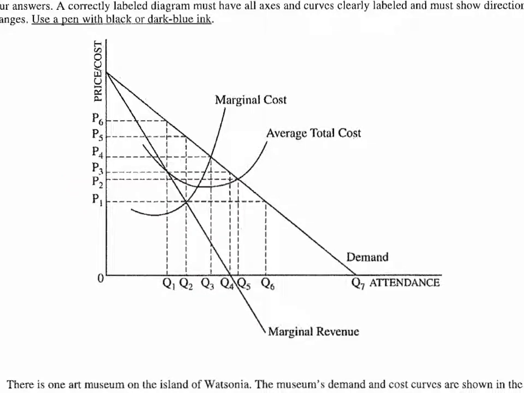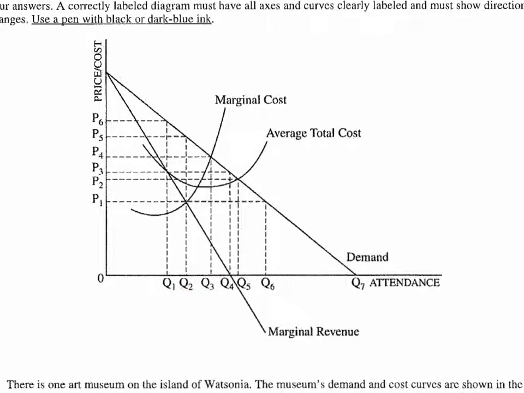So the very first question is what would the price and the quantity be if the museum maximizes its profit. Profit maximization is going to be where MR equals MC. The quantity would be Q2, and the price is going to be all the way up to P5 because the monopolist that produces the profit maximizing quantity will price all the way up to the demand curve. So the correct answer for A is P5 and Q2.